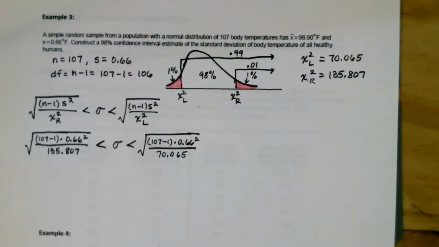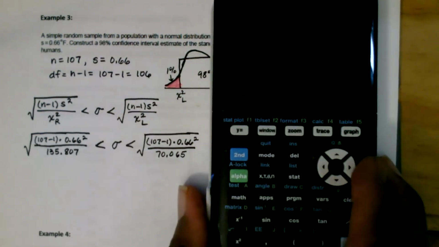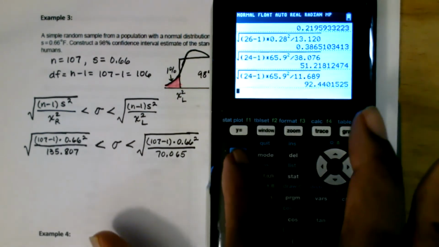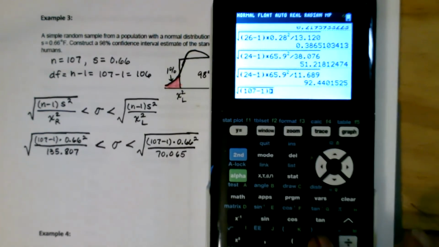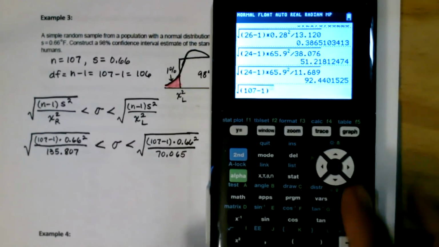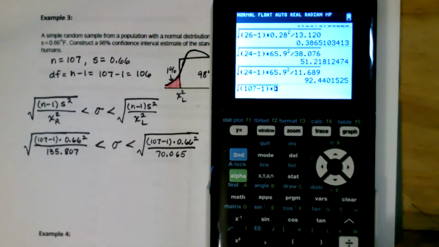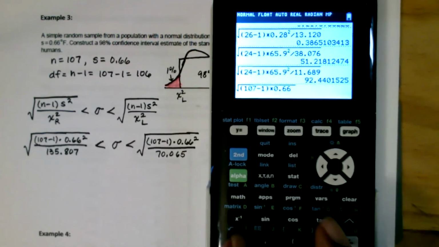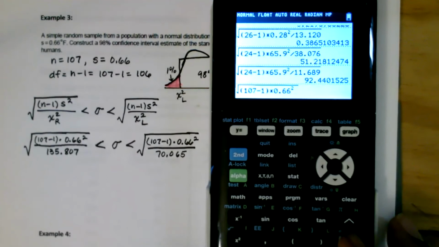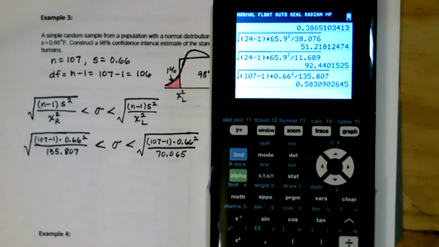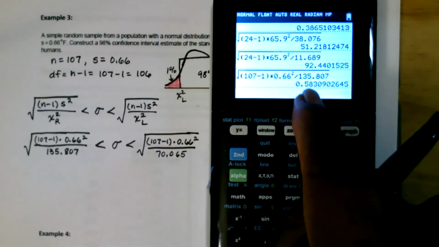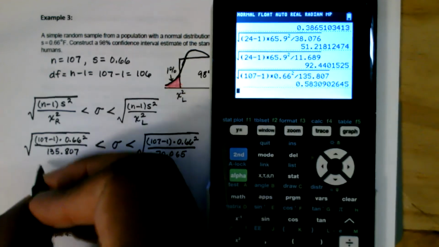And then we calculate our upper and lower limits. All right, so we do second x squared for the square root. In parentheses, it'll be 107 minus 1, close parentheses, then times 0.66 and square that, divided by 135.807. Now, our standard deviation is to 2 decimal places, so our limits need to be to 2 decimal places. So this will be 0.58 to 2 decimal places.